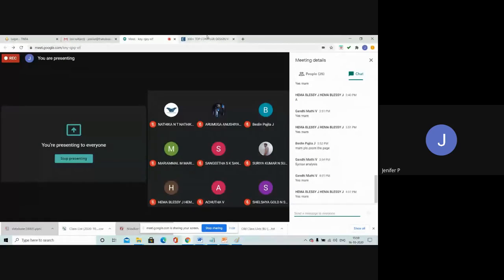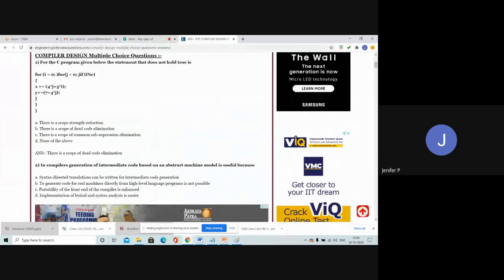See here, for the C program given below, the statement does not hold true. Last example also, they are given a code and you have to tell which one is not possible. Here 4 into j, 5 into y. So automatically when you see it, 4 into j is a common sub expression, right? When multiplication comes, automatically there is a scope for strength reduction also. Okay, so a holds true, there is a possible for strength reduction. Then there is a possible for common sub expression elimination.